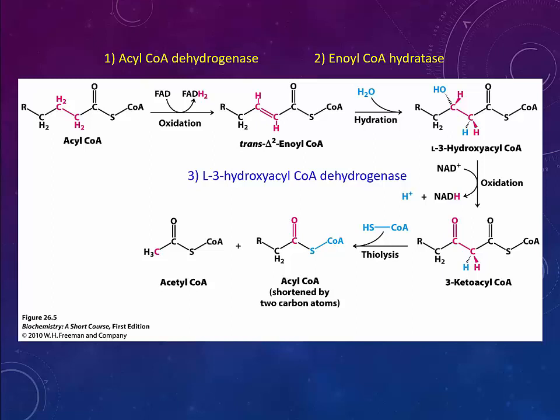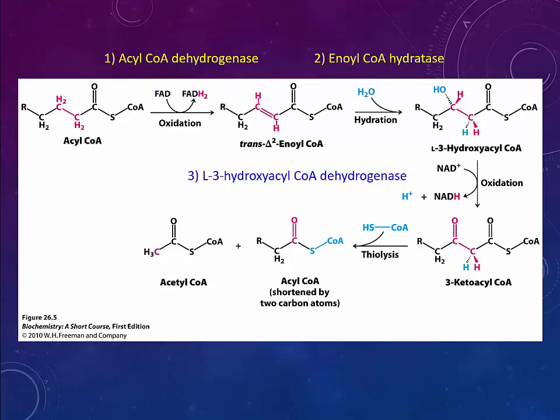Again, notice the enzyme name. Enzymes are very frequently named for their substrates and what they do to the substrate. Another product of this reaction is NADH, an electron carrier for the electron transport chain. We now have 3-ketoacyl-CoA. Notice the ketone.